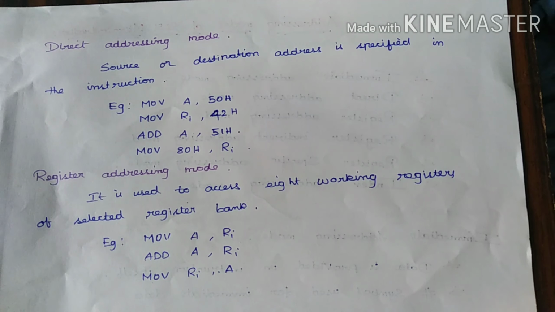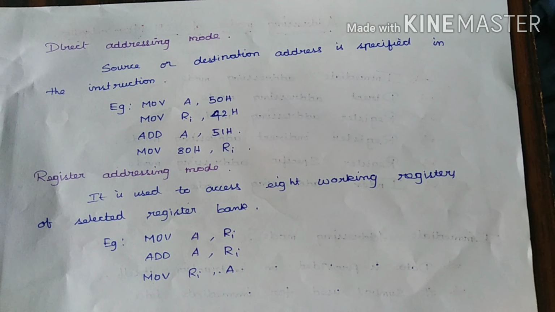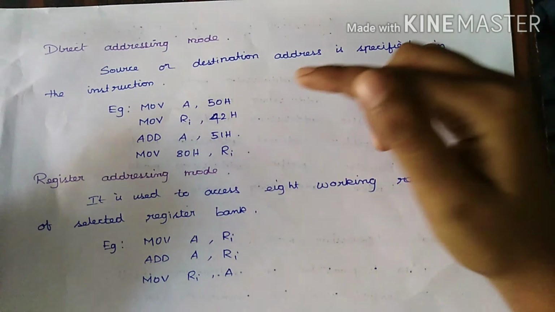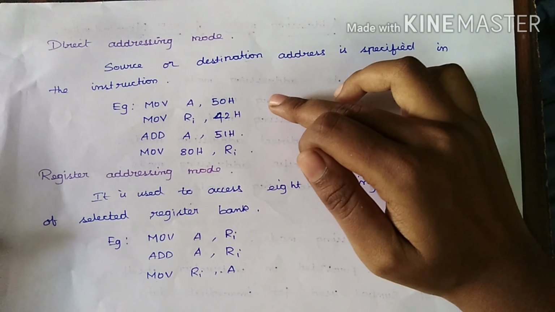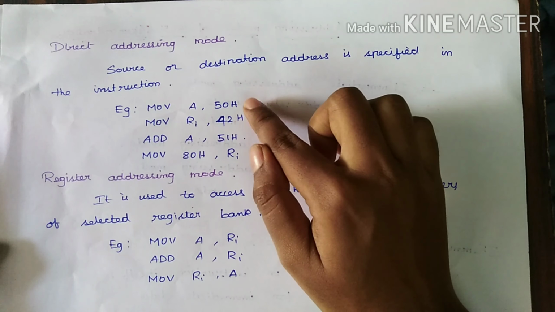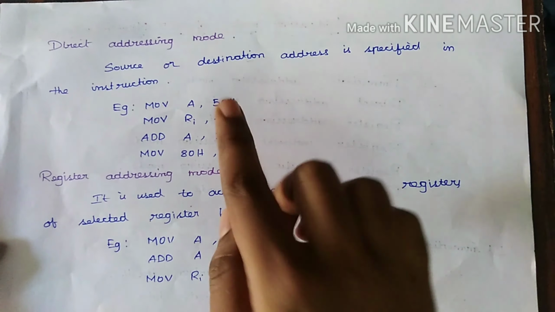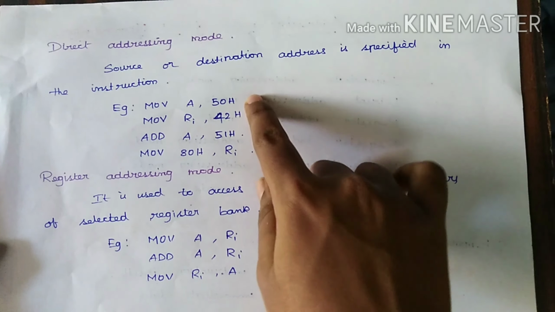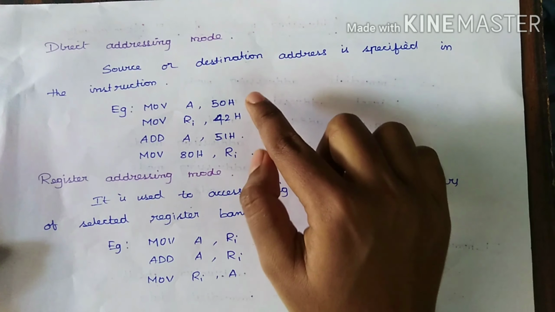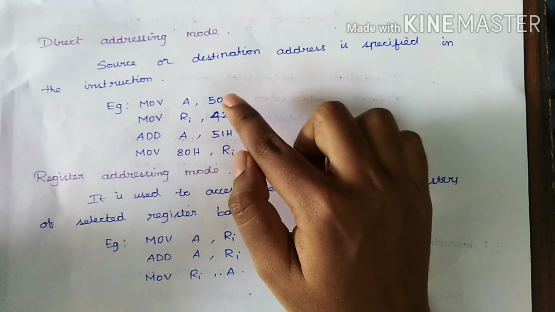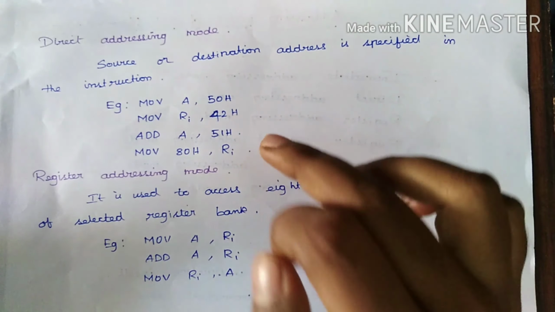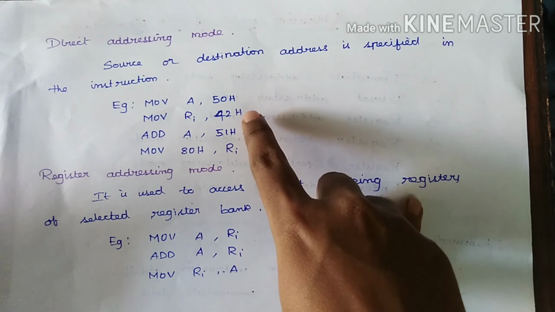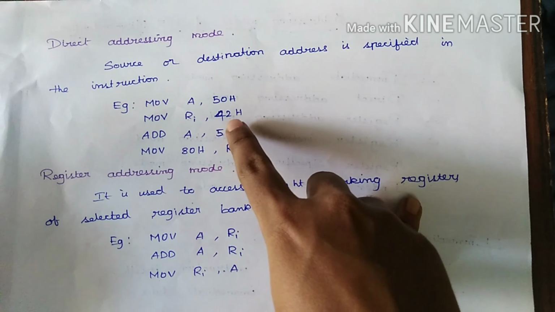In direct addressing mode, the source or destination address is specified in the instruction directly. Here we have the examples. MOV A, 50H. 50H is an address here. If an asterisk is used before this 50H, then this will act as data. Now, without an asterisk, this is an address. So the data in the address 50H will be copied to the accumulator.